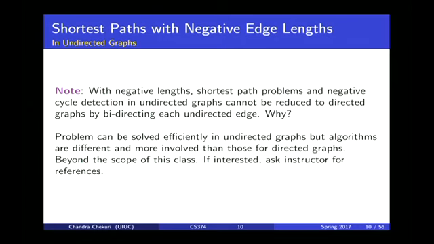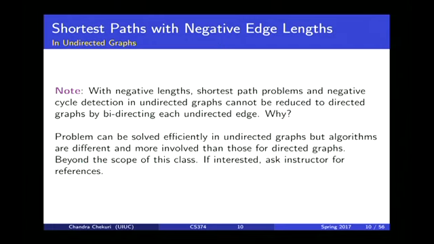edges, the undirected graph case cannot be reduced to the directed graph case, like we could if the lengths were non-negative. If all the lengths are non-negative, we can reduce the undirected shortest path problem to a directed shortest path problem by taking an edge and changing it into two directed edges. But if the lengths can be negative, what will happen?